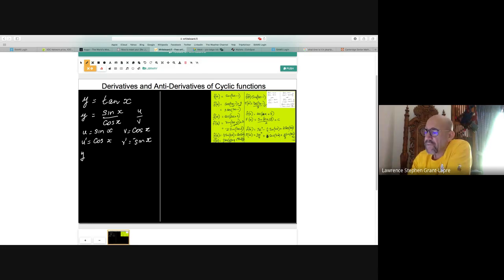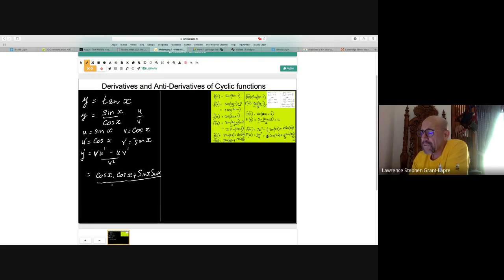And we use the quotient rule, which is v u dash minus u v dash over v squared. So substitute: v is cos x, u dash is cos x, minus u is sine x, and v dash is negative sine x, so that becomes plus sine x, all over v squared. V squared is cos squared x.